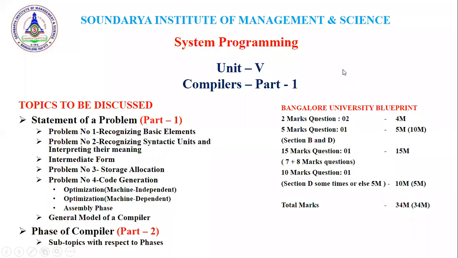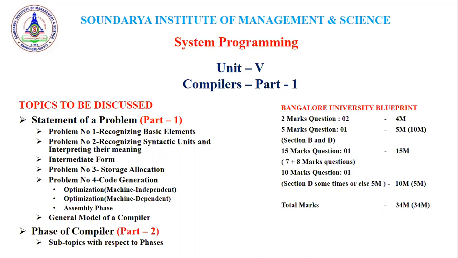Hello students. In this video we are going to study Unit 5 of System Programming, called a compiler. I divided this chapter into two parts because it is too lengthy. These are the topics to be discussed in this chapter. In Part A, the topics to be discussed are as follows.